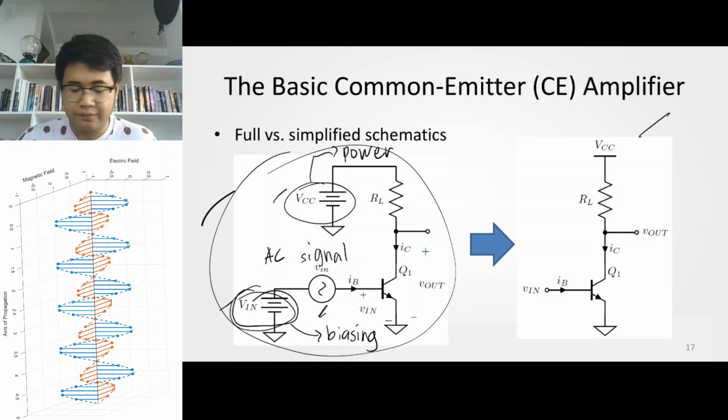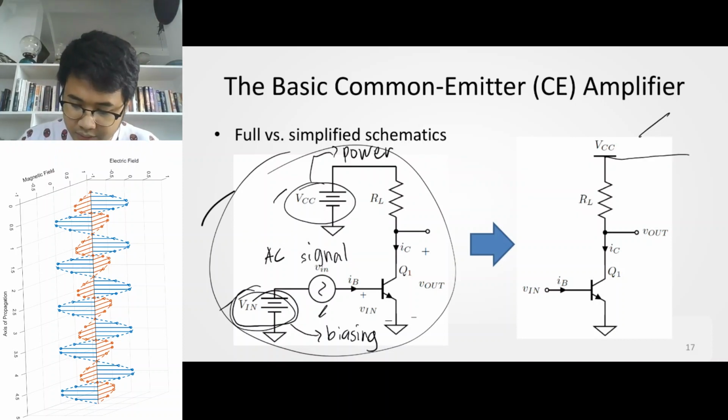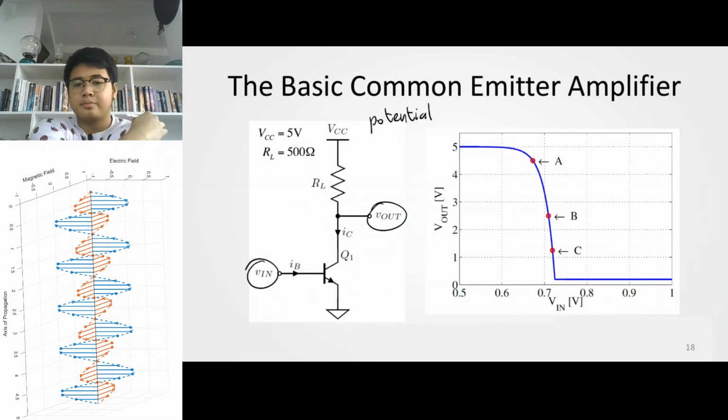If you're not yet used to this shorthand simplified schematic of a BJT circuit, just connect a voltage source to VCC with the value of VCC and connect it to ground. So you get a full view of the circuit, and you will have an easier time analyzing it. So this is the input versus output characteristic of your common emitter amplifier.